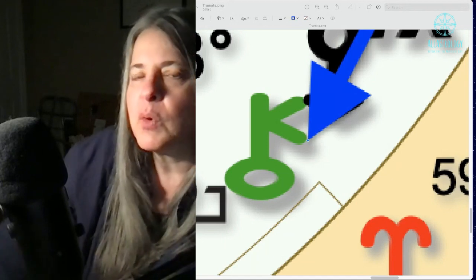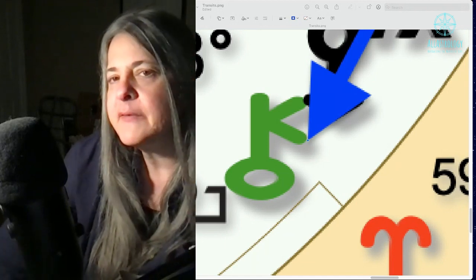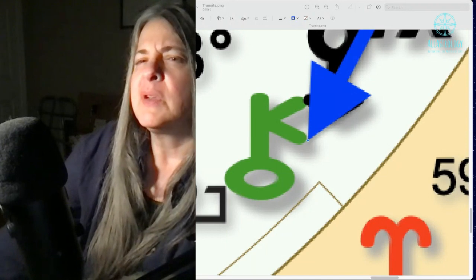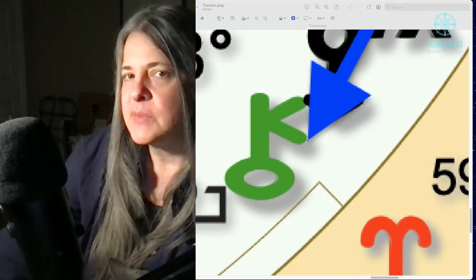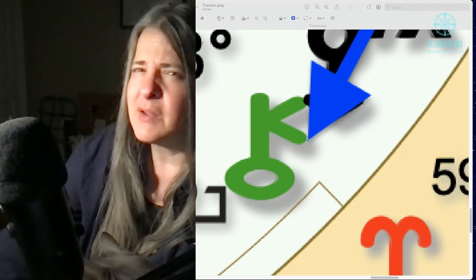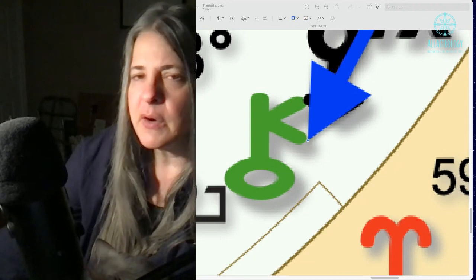So Chiron, the wounded healer, represents our emotional and physical wounds. It reveals a part of us that is hurt, small, and vulnerable. Sounds a lot like Scorpio, right? We are encouraged to heal our wounds.